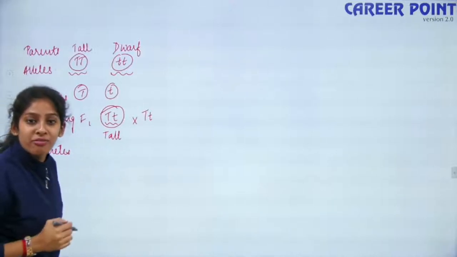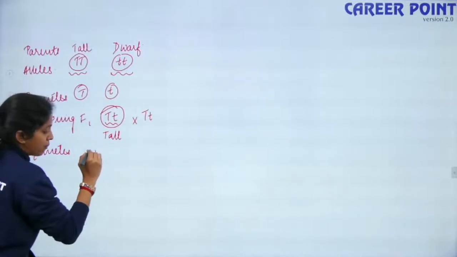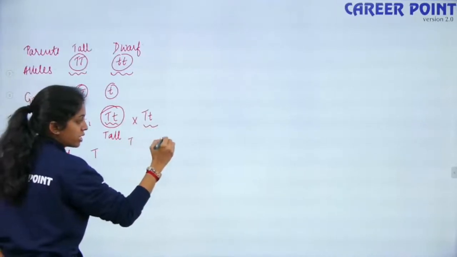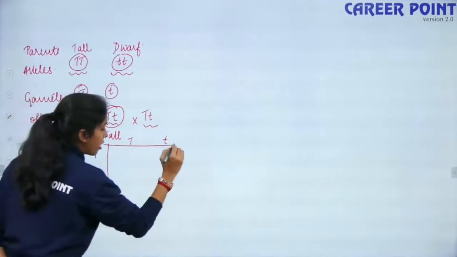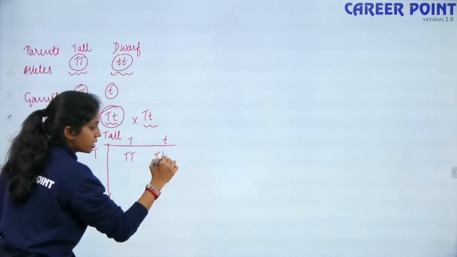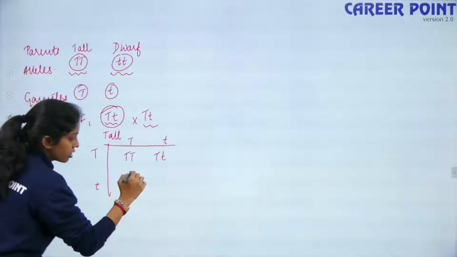So now how do I find the gametes? I write capital T, small t. For this parent, I also write capital T, small t. Now I will do the crossing. So capital T, capital T. Capital T, small t. Do the crossing again.